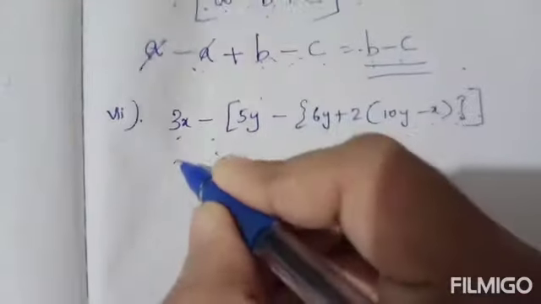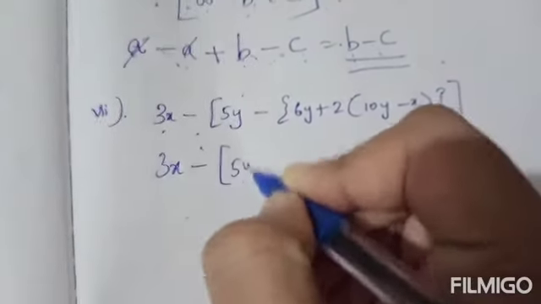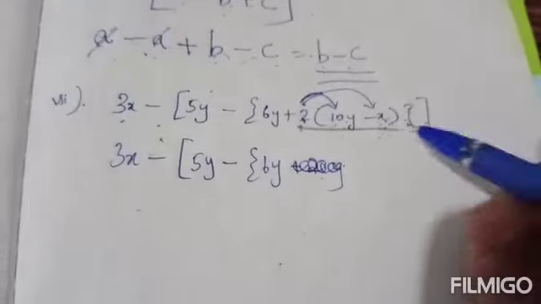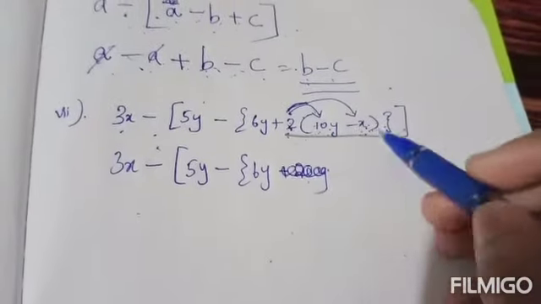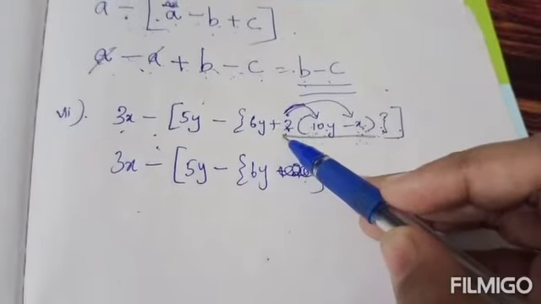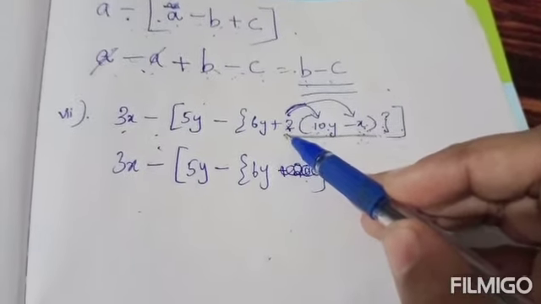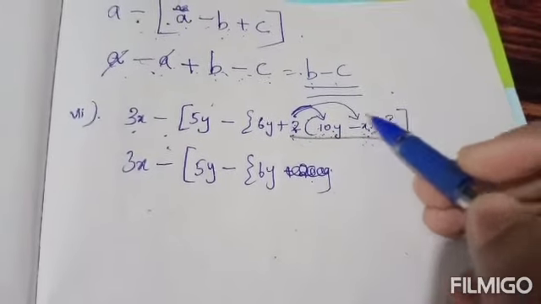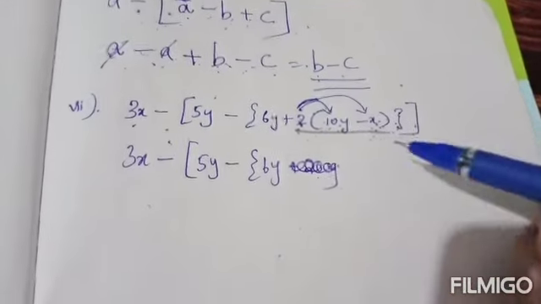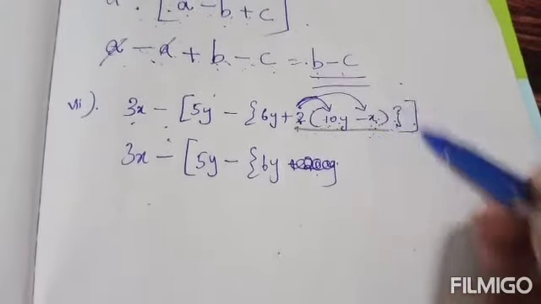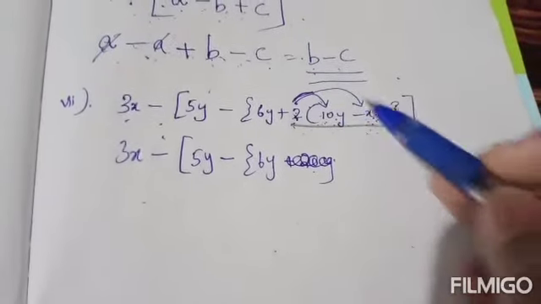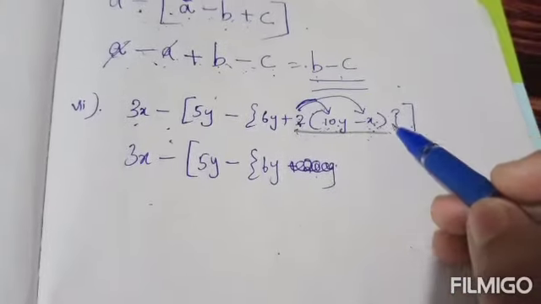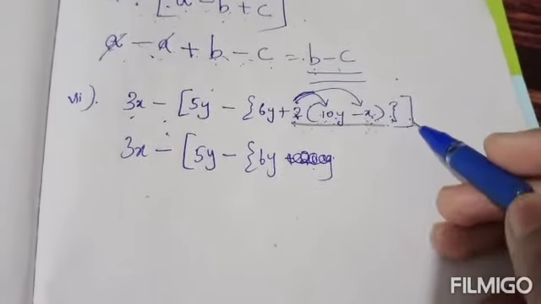Okay, so 3x minus 5y minus 6y. Now the curly bracket. Here before the small brackets 2 is coming. A constant 2 is multiplied by 10y minus x. This is what it means. 2 into 10y minus x. In that, the bracket means 2 is multiplied by all the terms inside the bracket.